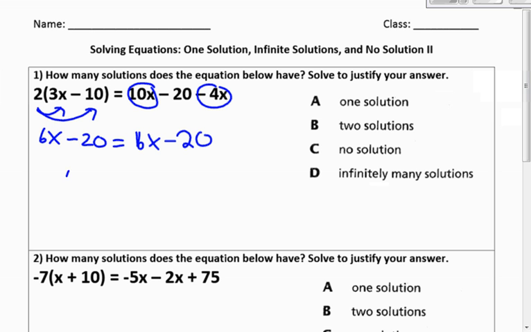You have the same expression on both sides of the equal sign. That means you have infinitely many solutions. And the problem is finished.